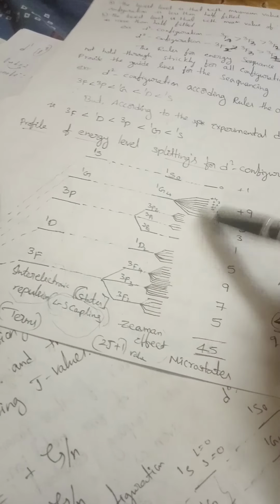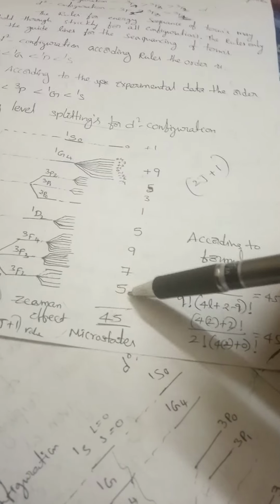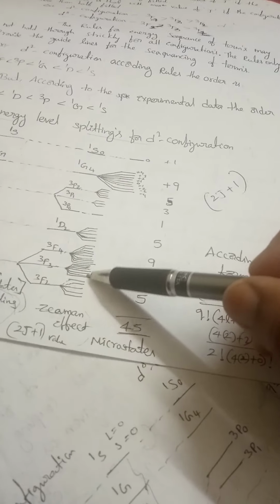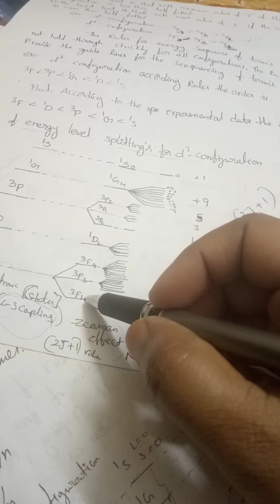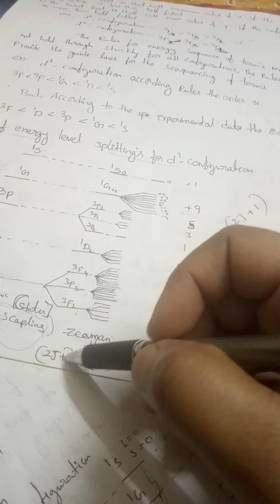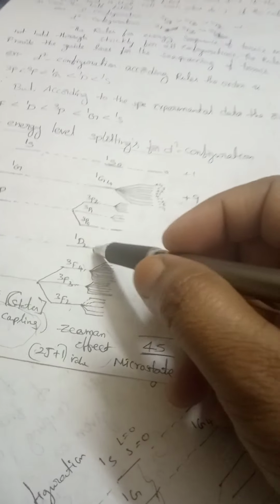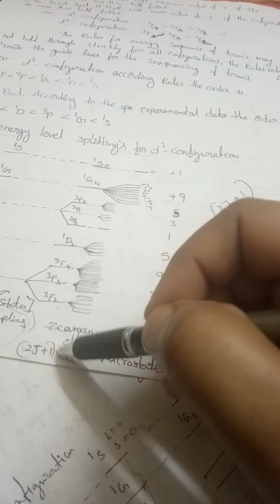We get the microstates. According to the formula, the d2 configuration has 45 microstates. We derive them from each configuration. Here there are 5 microstates, 7 microstates, 9 microstates. The number of microstates for a J value is 2J plus 1. For J equal to 2, 2 into 2 plus 1 is 5. For 3, 2 into 3 plus 1 is 7. For 4, 2 into 4 plus 1 is 9. Then for 2, it is 5. For 0, 2 into 0 plus 1 is 1.